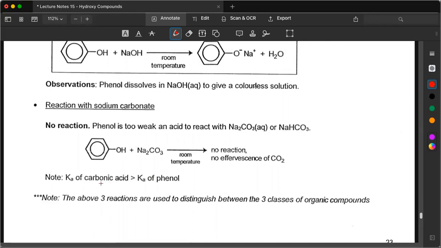Again, the carbonic acid, because you see, you are talking about this one. Because the Ka of carbonic acid is higher than the Ka of phenol, it is not possible for phenol to react with sodium carbonate. So there will be no reaction and hence no effervescence of CO2. All right, so you can actually use this test to distinguish between the three classes of organic compounds.